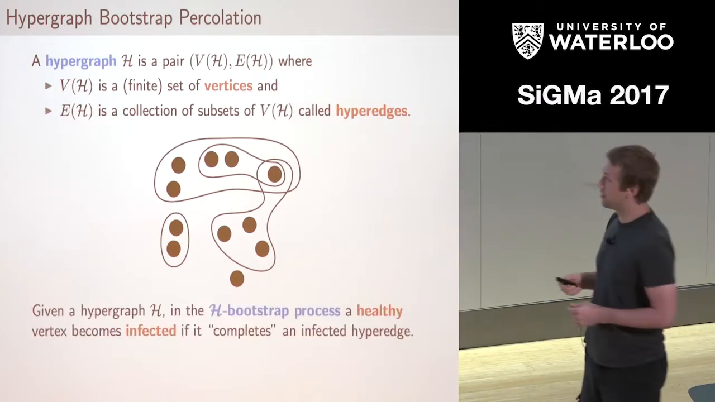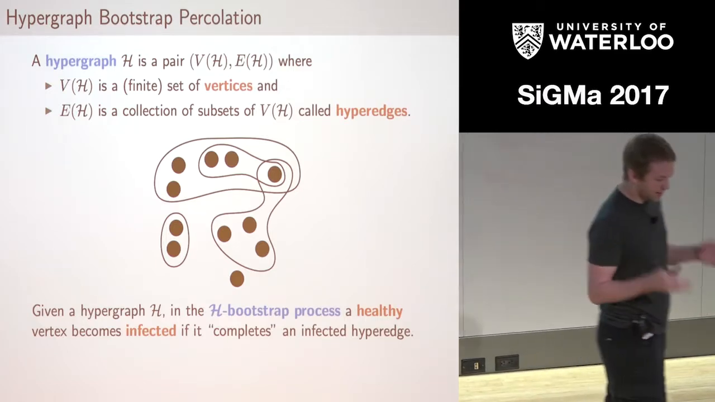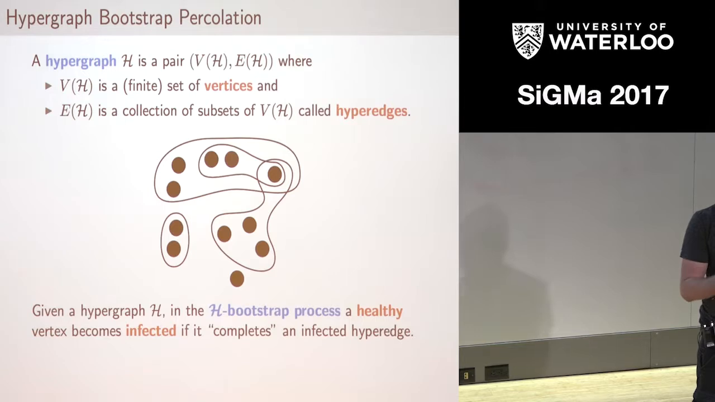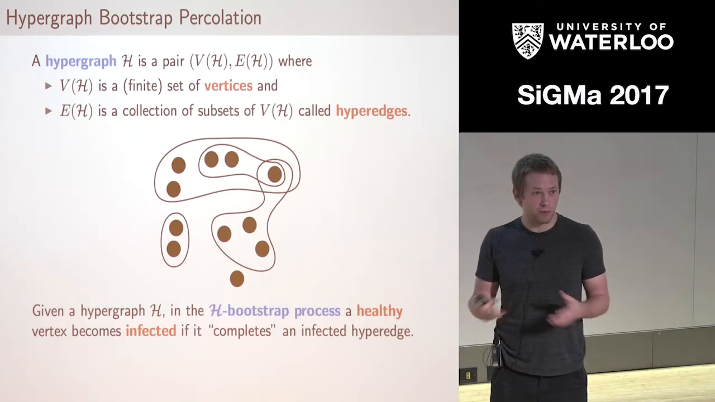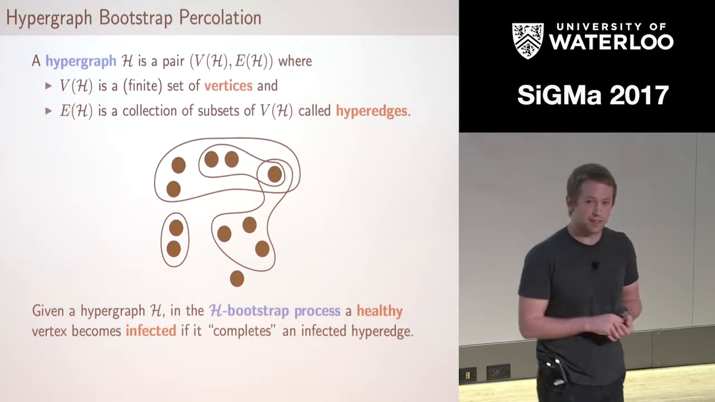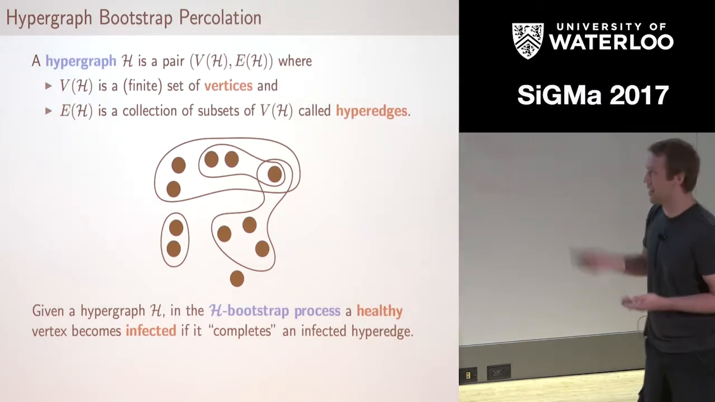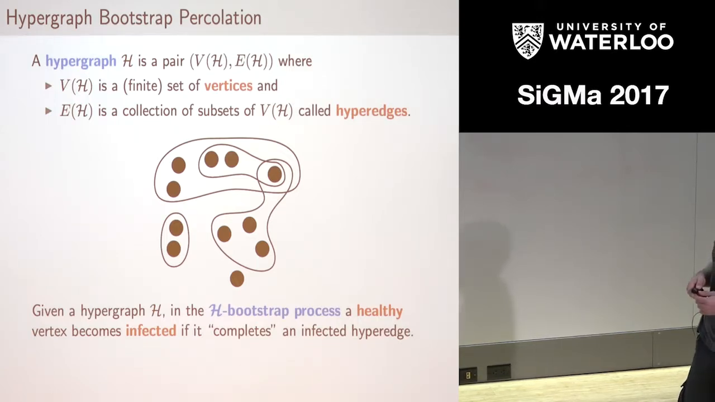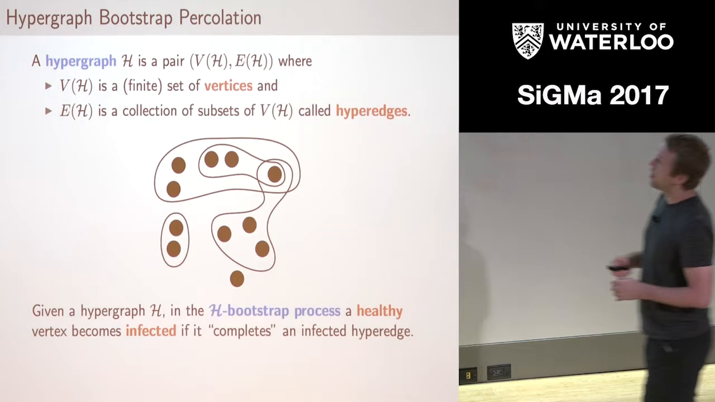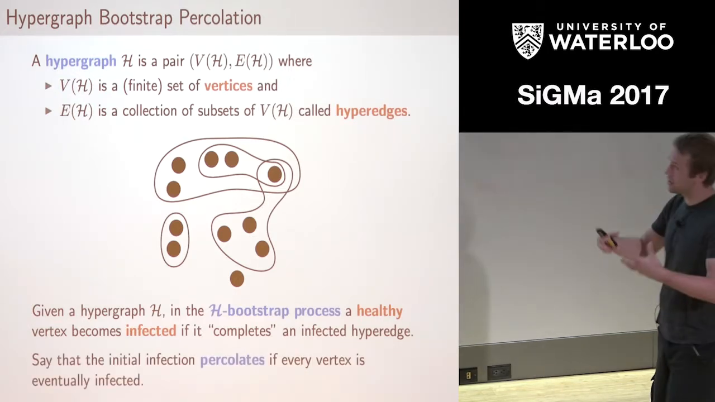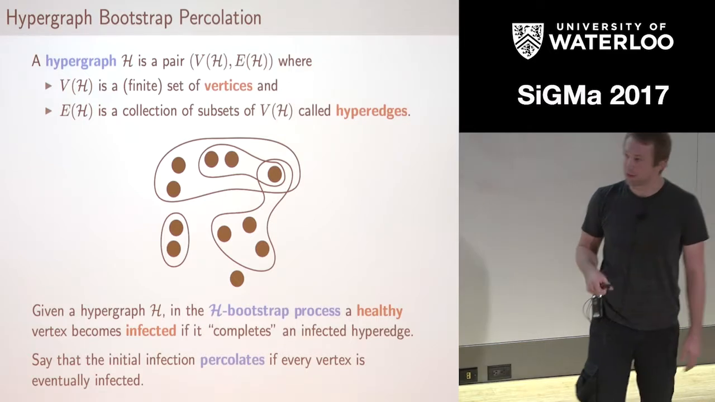Now let me tell you what I mean by hypergraph bootstrap percolation. The process goes like this. Given a hypergraph H, in the H bootstrap process, you start with a set of infected vertices. The other vertices are healthy. Then the infection spreads in the following way: a healthy vertex becomes infected if there exists a hyperedge in which it is the unique healthy vertex. Another way to say it is that a healthy vertex becomes infected if it completes an infected hyperedge. It's the last healthy vertex. A useful definition is to say that the set of initially infected vertices percolates if every vertex is eventually infected. Basically, if the infection spreads everywhere, we say it percolates.